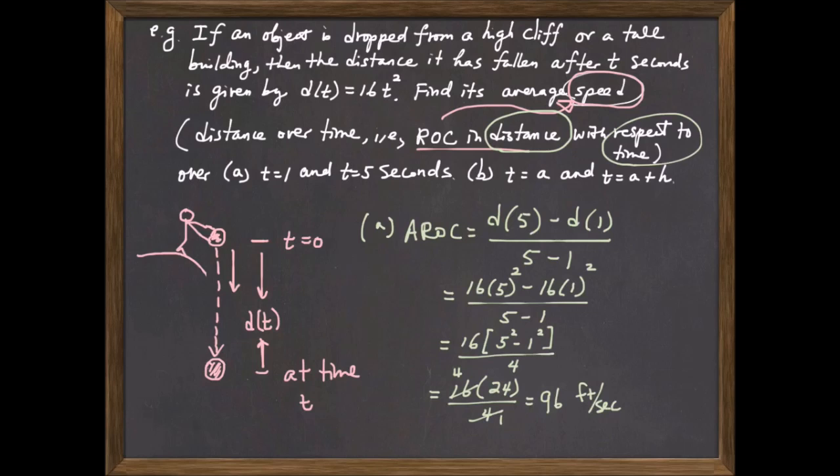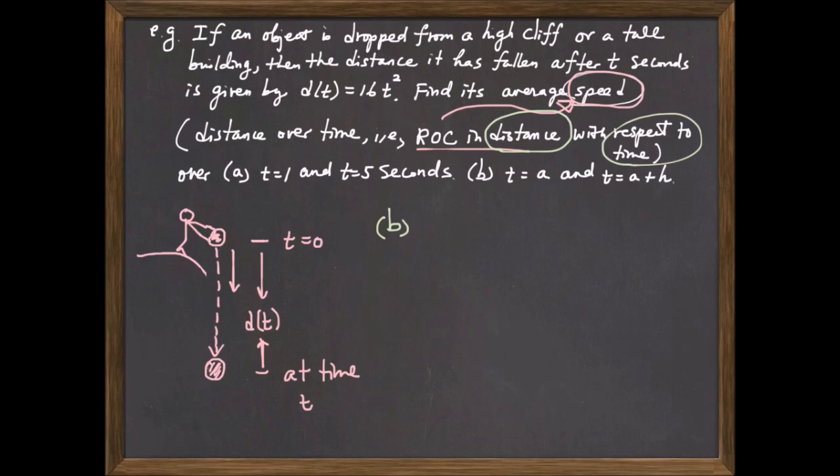If you want to answer the question in a complete sentence, you would say that the rate at which the object is falling is 96 feet per second when it's between 1 second and 5 seconds. Now for part B, we're going to repeat the same process, but just using more abstract symbols. The average rate of change between a and a plus h is going to be d evaluated at a plus h minus d evaluated at a divided by a plus h minus a.